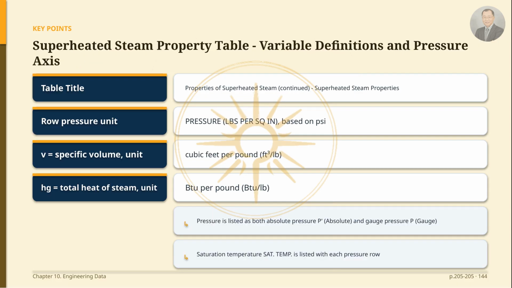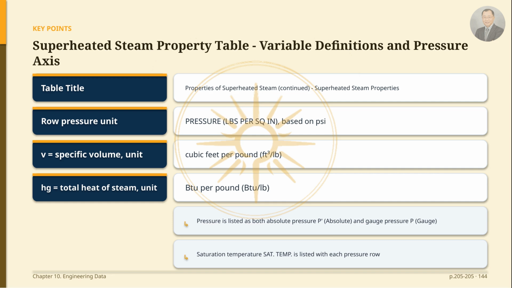I would like to introduce the properties table for superheated steam. This table summarizes two key physical properties of steam based on pressure and temperature conditions. The first variable, V, represents the specific volume, with the unit being cubic feet per pound. The second variable, Hg, is the total heat of steam, with the unit being BTU per pound.